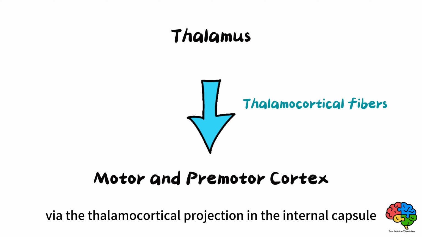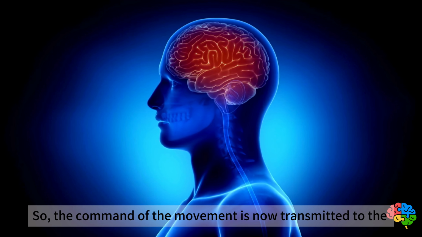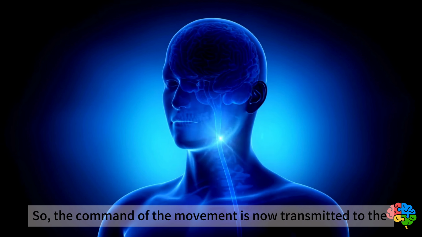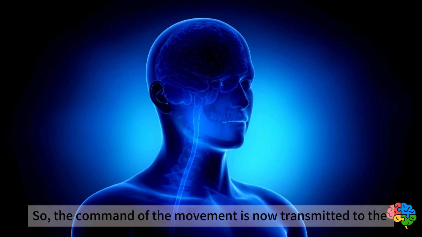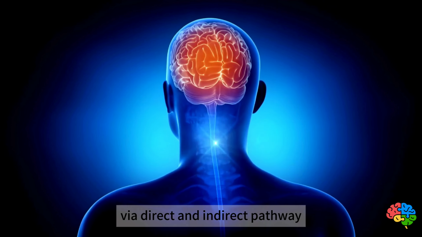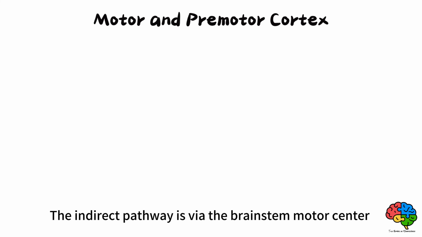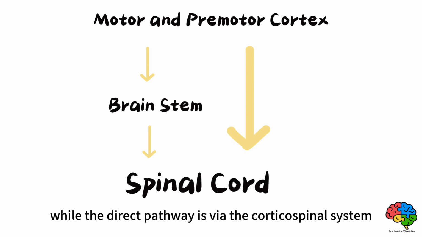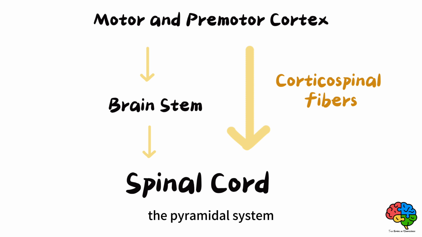the internal capsule. So the command for the movement now is transmitted to the spinal cord motor neurons, particularly the alpha and gamma neurons, via the direct and indirect pathway. The indirect pathway is via the brainstem motor centers. The direct pathway is via the corticospinal system, the pyramidal system.